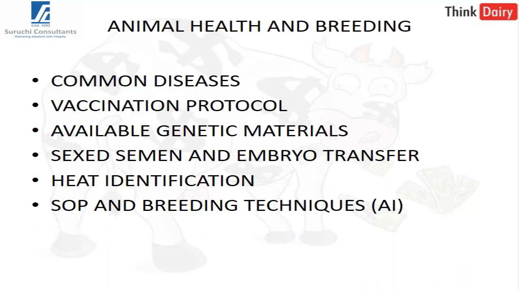In animal health and breeding, we will talk about common disease and its control, the vaccination protocol, what are the available genetic materials, semen or embryos, and what are these emerging technologies like sex semen, getting female calf only, and embryo transfer. How do you identify an animal in heat, and when should you actually do the insemination part? So we'll be touching upon these issues.